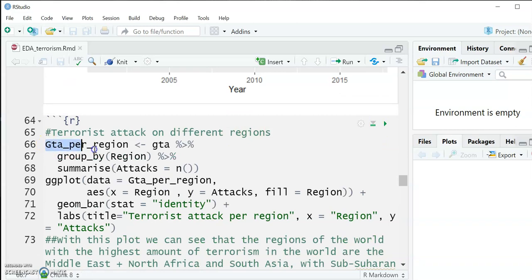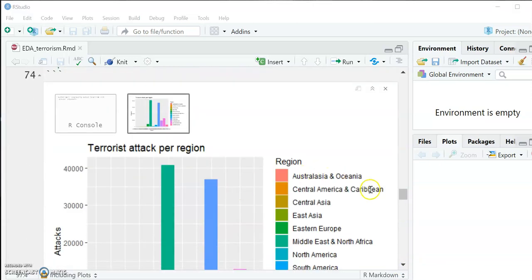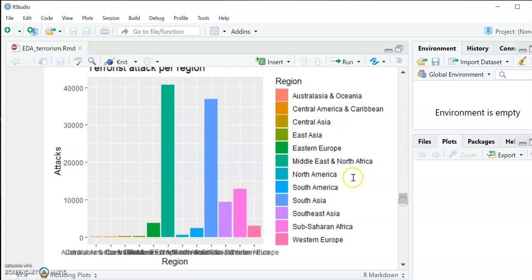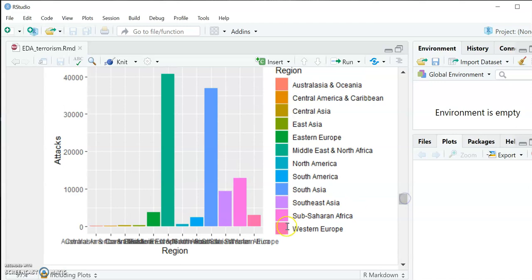So here I have written the code to find out the terrorist attacks in different regions. I've plotted the graph as well. Here in the plot, you can see that the maximum number of attacks are in the region of Middle East and North Africa, and the second position is South Asia. So these are the two regions where the maximum number of attacks have happened.